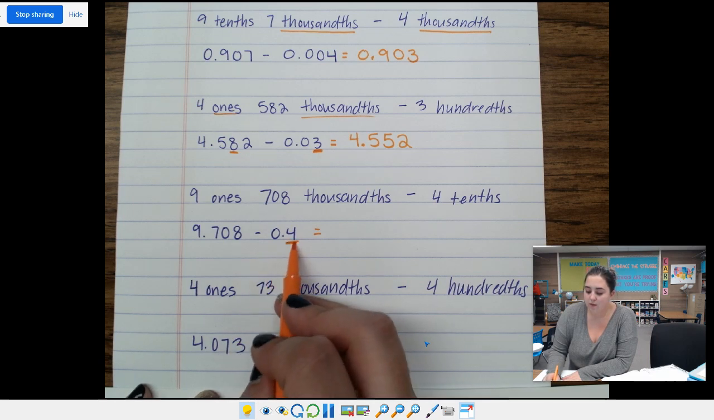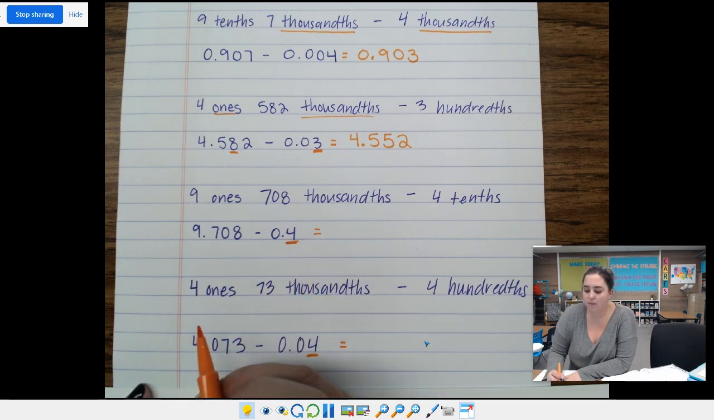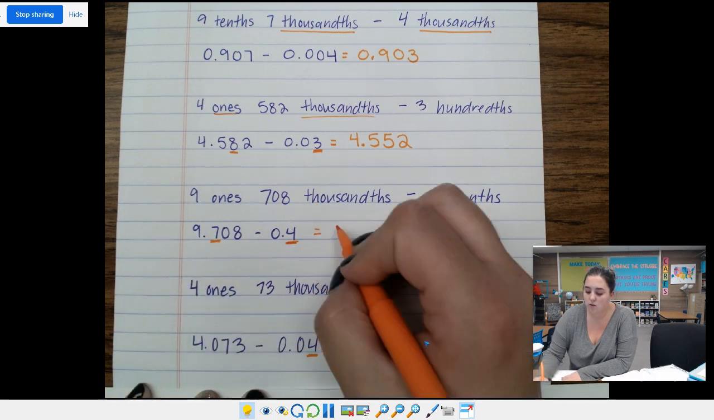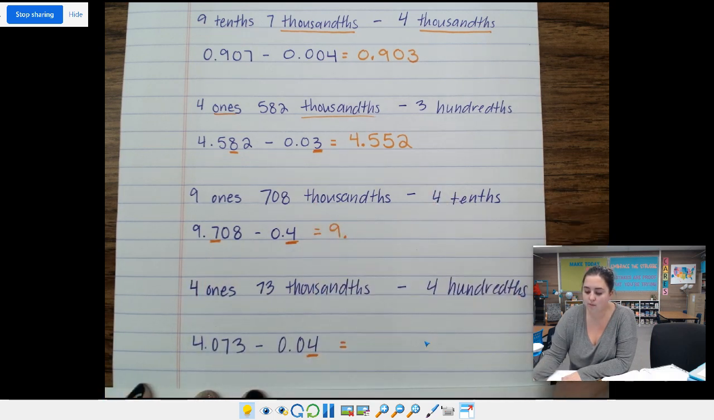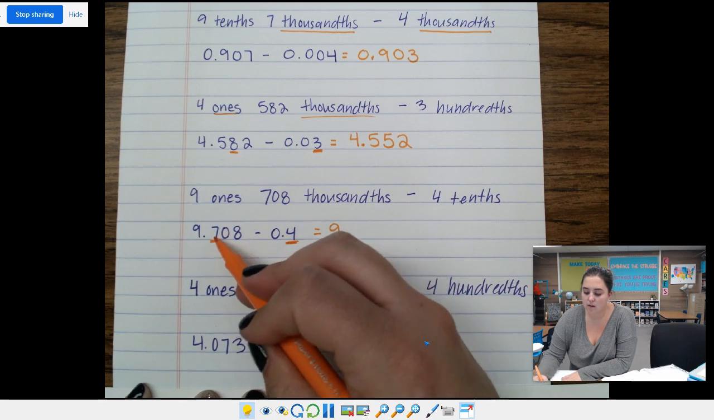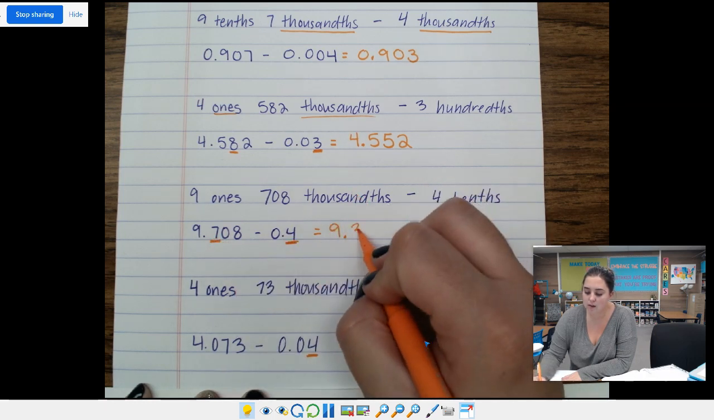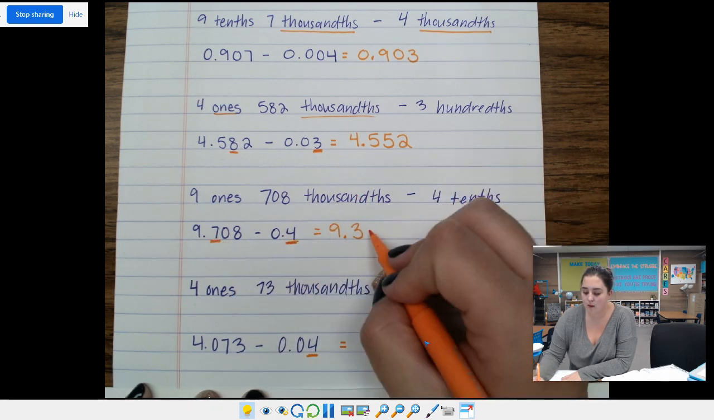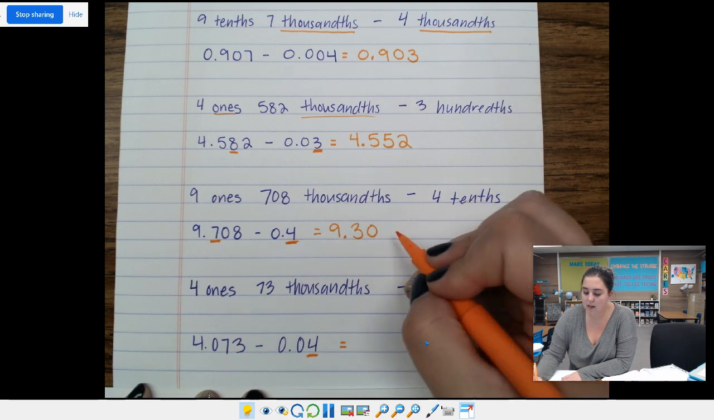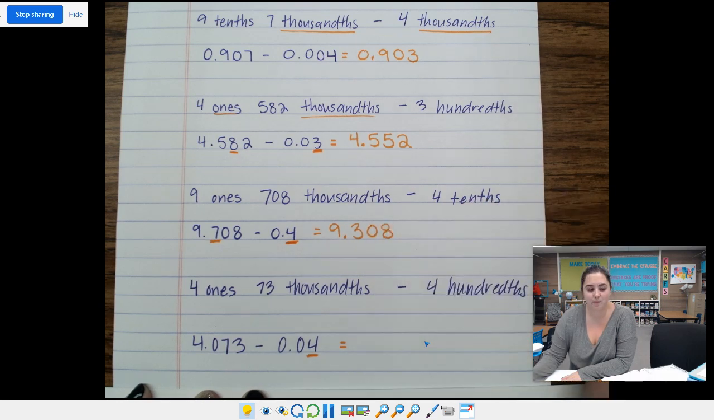Next one, we have 4 tenths that we're taking away, and right now we have 7 tenths. So my 9 ones are untouched. 7 tenths minus 4 tenths is 3 tenths. My hundredths is the same, and so is my thousandths.